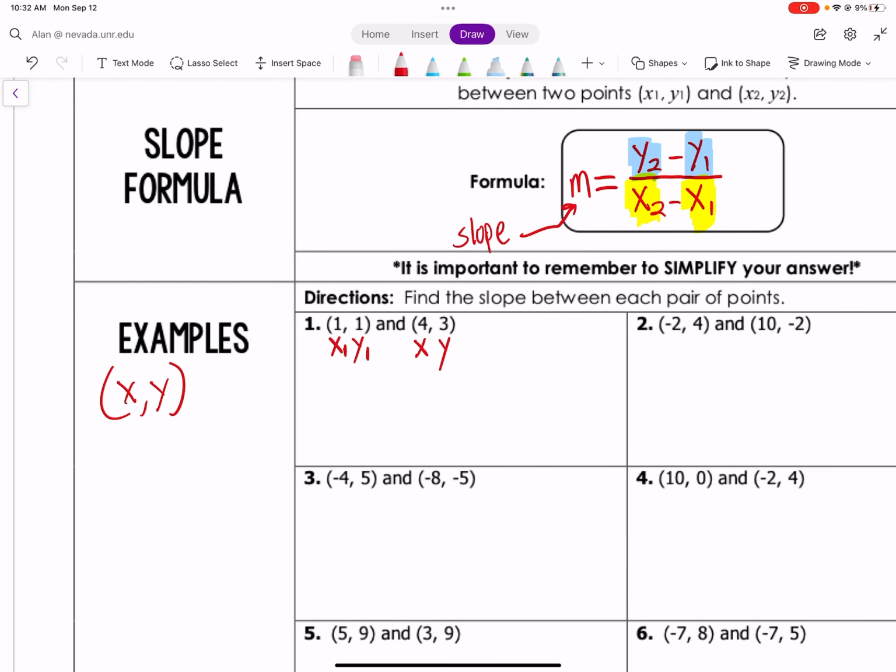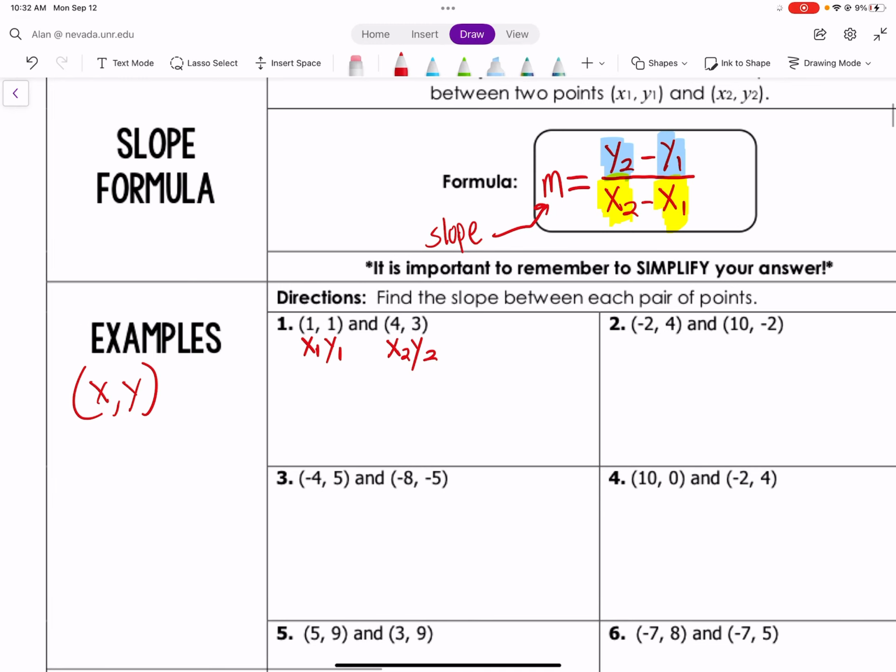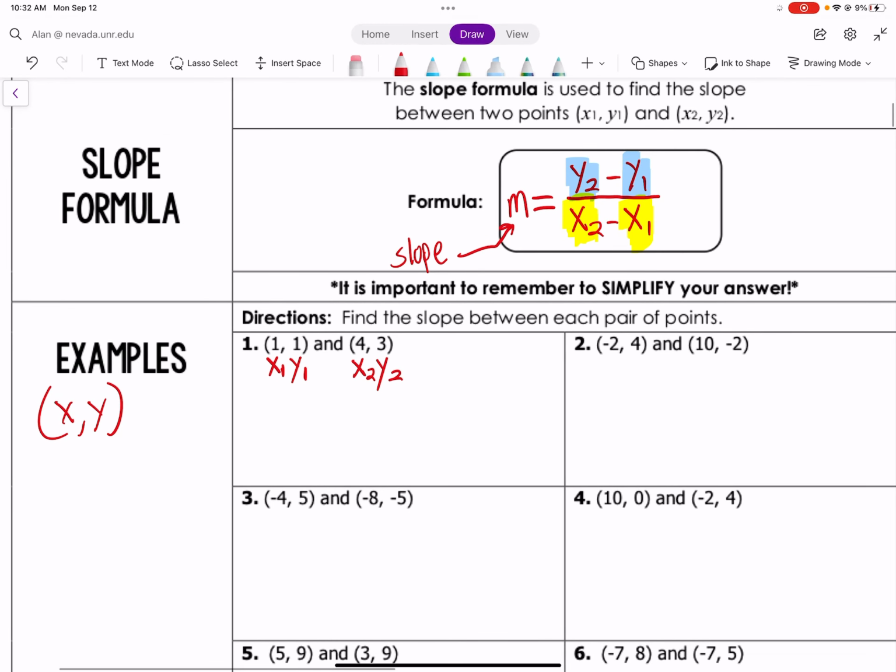So I draw them in. And the second point can always be x subscript 2, y subscript 2. So basically all we did was label our 2 points here. And now we have them labeled so we can plug them into this formula exactly where they go.